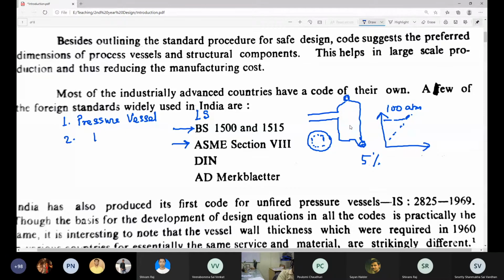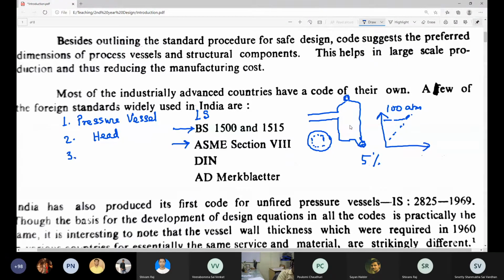Next, we will do the head. Head is something which I mentioned just now. There are different types of heads possible. You may see four to five types of heads are possible, and they have their unique way of designing. So this is going to be a long exercise.